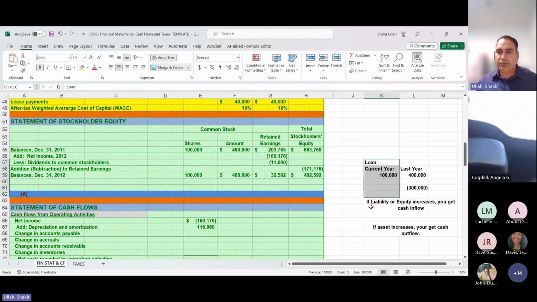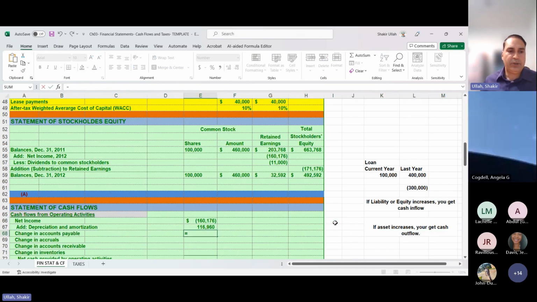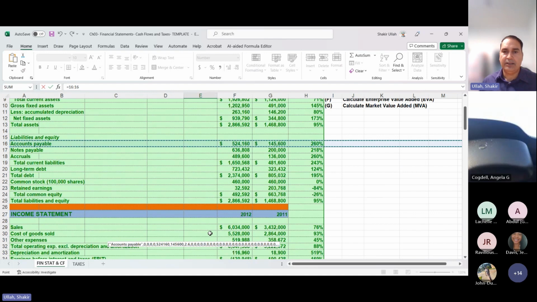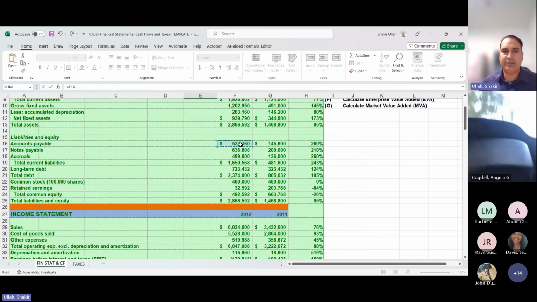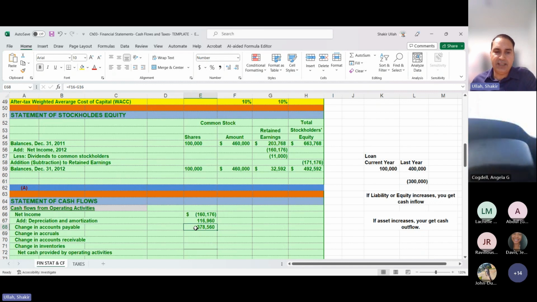Now, keeping this rule in mind, let's look at this. Accounts payable is a liability, and any increase in a liability, taking this formula, will result in a cash inflow. So let's put the formula here, equals, we go to the accounts payable on the balance sheet. So accounts payable is right here, row number 16. What we do is we find the difference. And you can clearly see that the accounts payable have increased, and any increase in the liability is a cash inflow. So we find the difference, the current year's accounts payable minus the last year's accounts payable. Okay, press enter and you get $378,560. That means we got a cash inflow of this amount as a result of our increase in accounts payables.